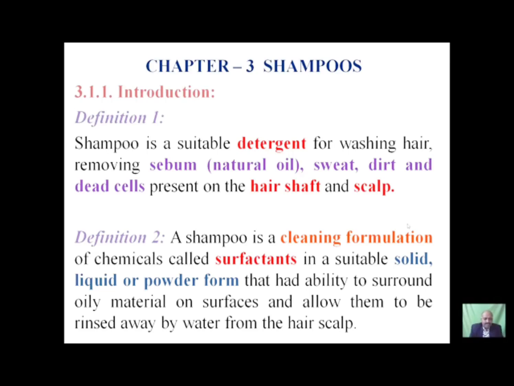And the second definition: shampoo is a cleaning formulation of chemicals called surfactants in a suitable solid, liquid or powder form that has the ability to surround oily material on surfaces and allow it to be rinsed away by water from the hair and scalp. This is the second definition. Shampoos act as a cleaning formulation with chemicals containing surfactants. They are in solid form, liquid form or powder form also. They have the ability to surround the oil material on the surfaces, and they allow it to be rinsed away from the hair and scalp when it is washed. This is about definition 1 and 2.